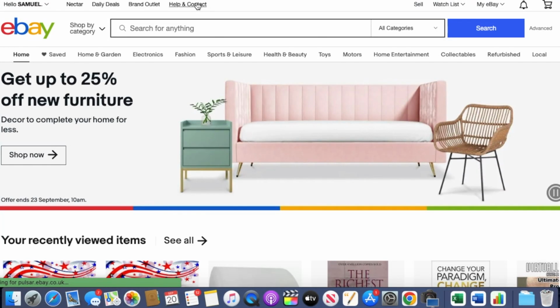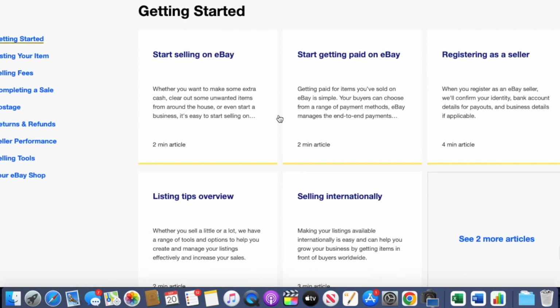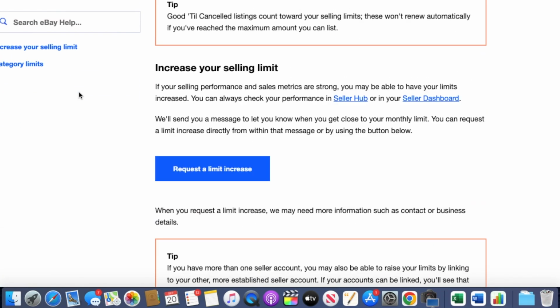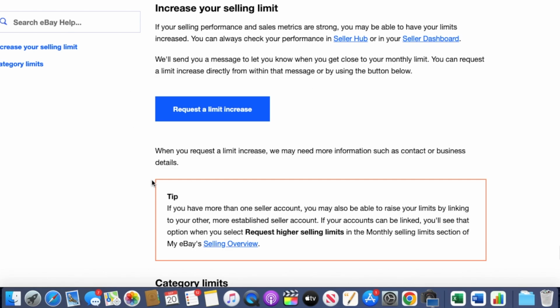Well, every single eBay account starts off with the same limit, and it's just a case of making sure that you're doing everything right month after month, and calling up eBay at the end of every month to request a new limit. And you can do this through your eBay account. If you just log in, go to the help page, you're going to see a section there that says selling limit. Once you click on that, you're going to see the option where it says request an increase.